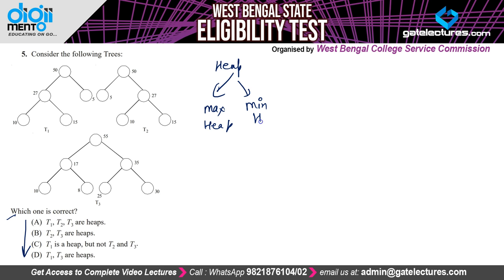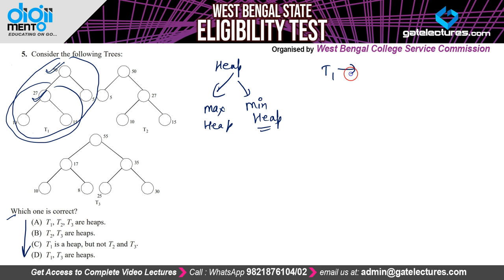Okay, so max heap means root always contains the maximum data. So in every subtree, root always contains the maximum data. Now here, let us check tree number 1. So in the first tree, out of all the data, this is the maximum data, that is correct. Now here, also root is containing the maximum data, that is correct. So T1 is representing a heap, max heap.